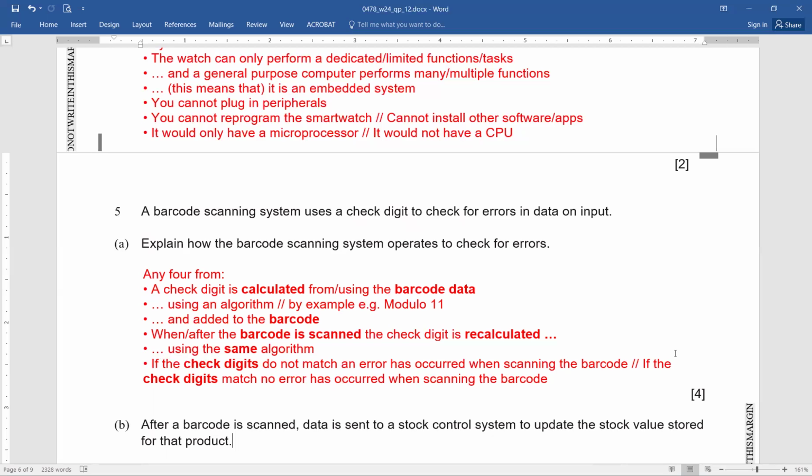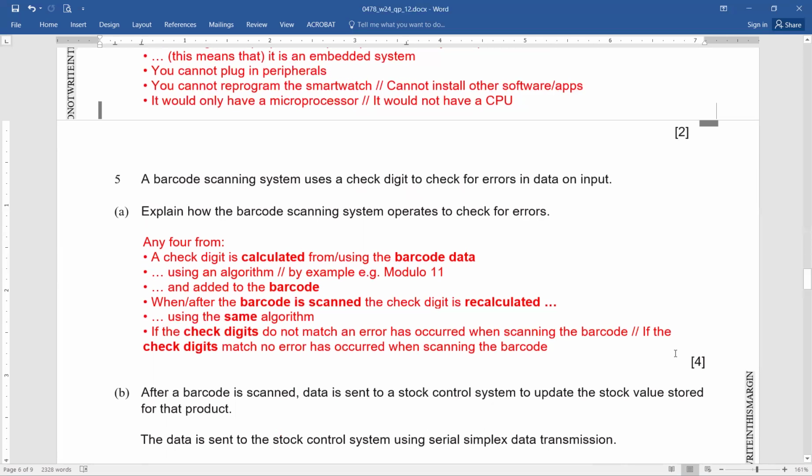First of all, you mentioned the calculation of the check digit. After that, using any algorithm, the scanning is done. Again, a recalculation is done. After that, compare the first value with the recalculated value. If the two are equal, it means it is accurate. If the two are not equal, it means an error is there. And in this manner, 4 marks are yours. Exactly. That just means a little bit of presence of mind that you have to show in how you answer.